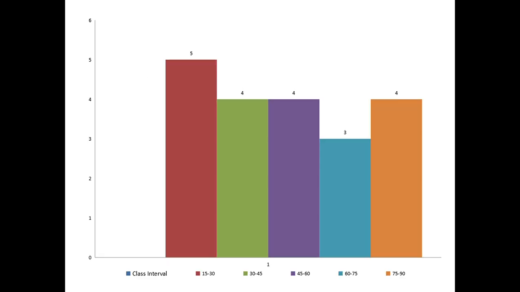Then the histogram is formed, and this is the histogram showing the class interval. 15 to 30 there will be 5, 30 to 45 there will be 4, 45 to 60 there will be 4, 60 to 75 there will be 3, 75 to 90 there will be 4. This can be done through Microsoft Excel. You can use Excel to create histograms. If you put the data in there and click on histogram, then this type of figure will be obtained.